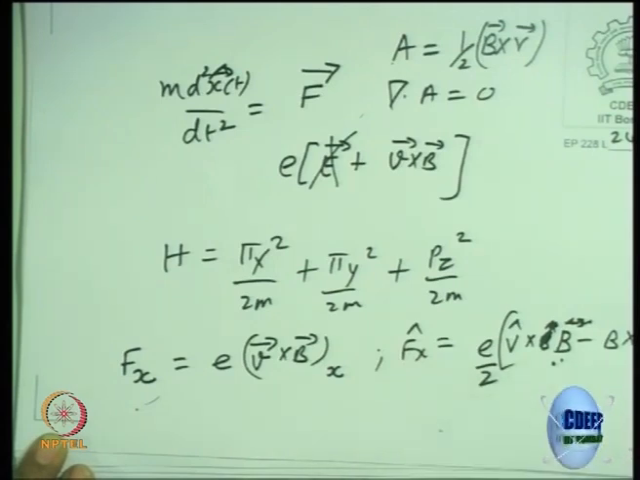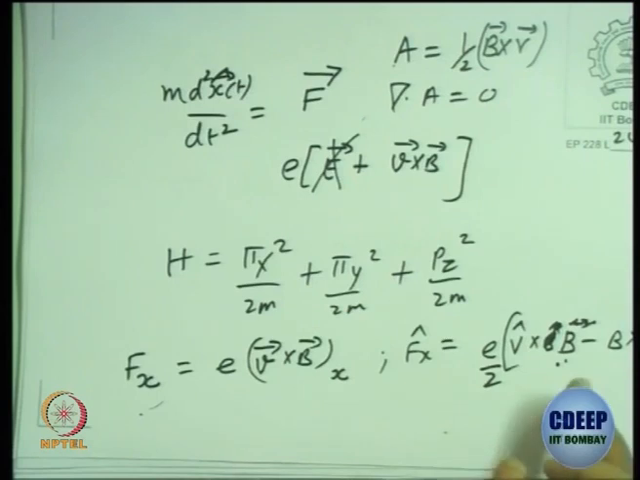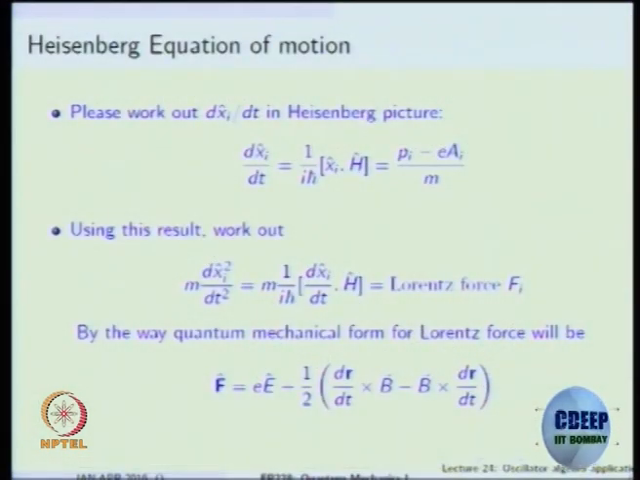In fact, when you write the Heisenberg's equation of motion for d squared x_i by dt squared, you will exactly get this combination V cross B minus B cross V showing up there. Okay, please check it. So, please check that this force, the quantum mechanical form for the Lorentz force, should have the Hermitian operator, which is the combination of dr by dt cross B minus B cross dr by dt. And we can set E to be 0 because we are working with the electric field set to 0.